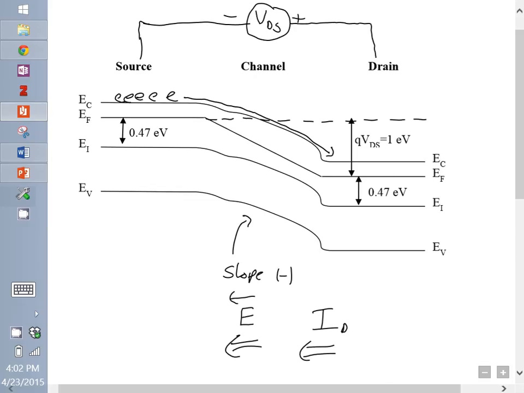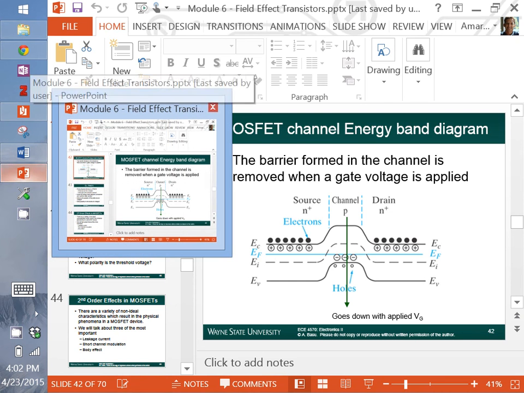I hope that helps straighten things, clarifies things a little bit. All right.